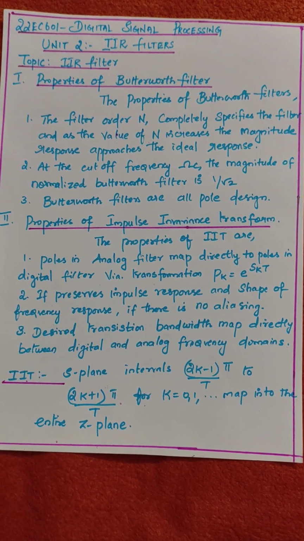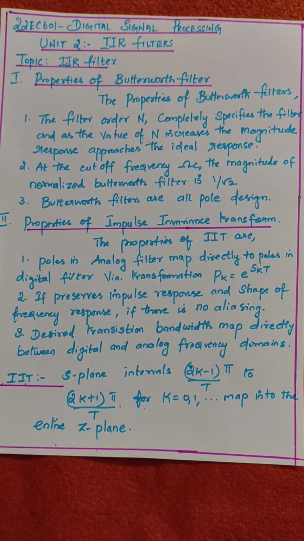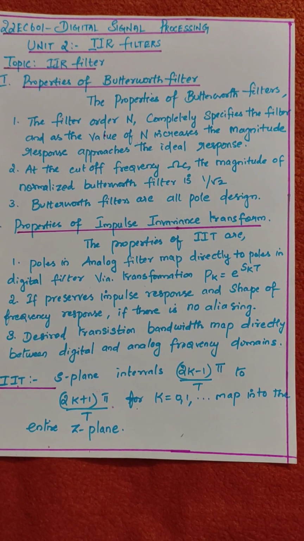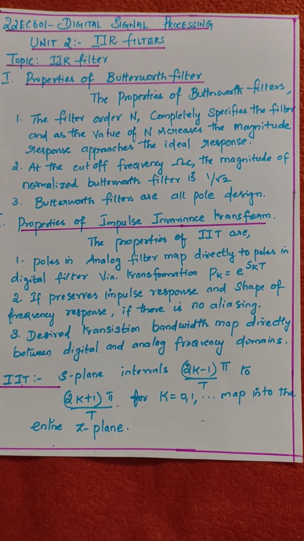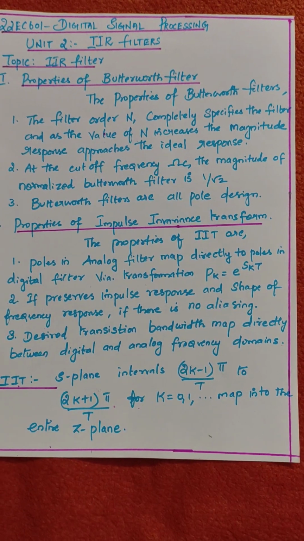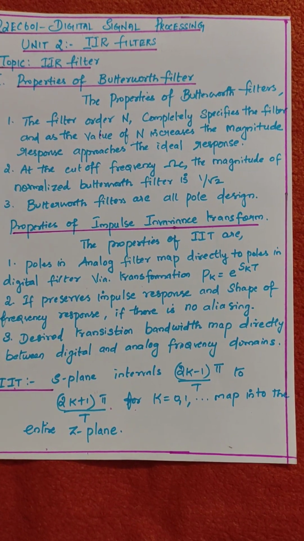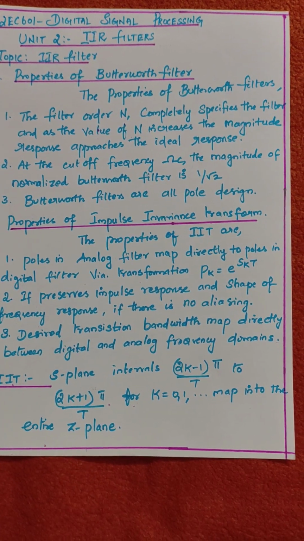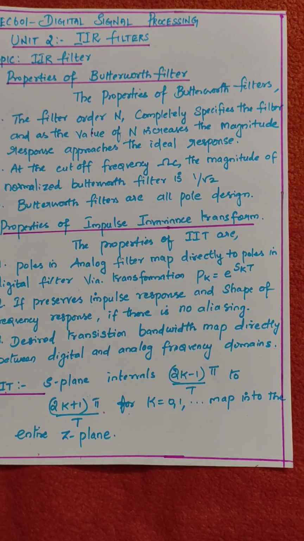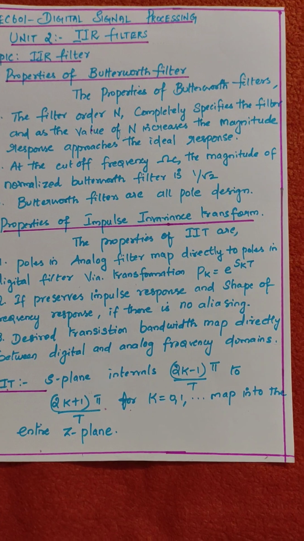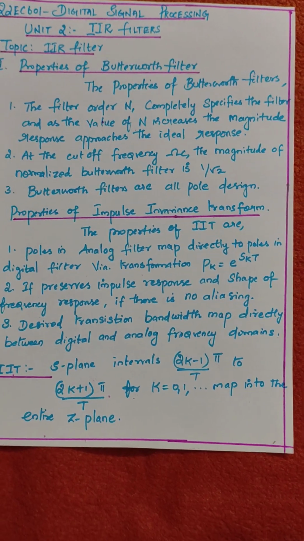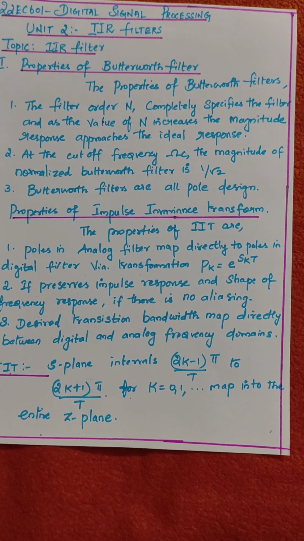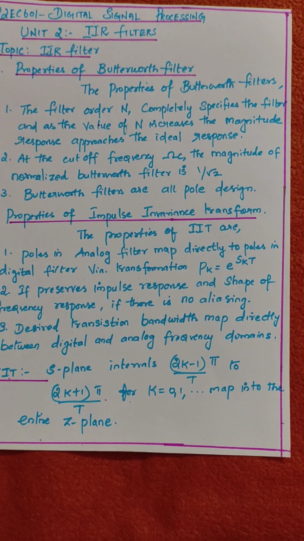Number 3. Desired transition bandwidth maps directly between digital and analog frequency domain. This is one important keyword, transition bandwidth. We will be calculating the bandwidth, that is 1 by root 2 times, from the analog filter to the digital filter transformation. That is going to be the desired one. So instead of saying normal frequency, it is called the desired frequency response or desired frequency. This is mapped directly between the analog and digital signals.